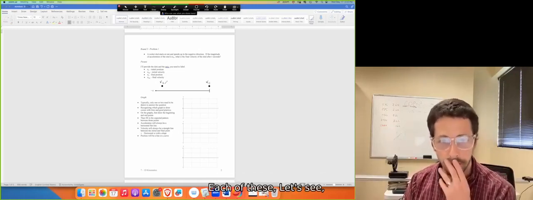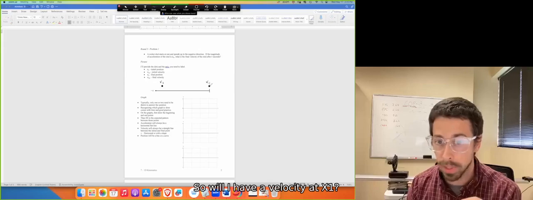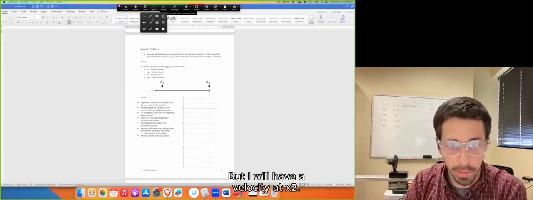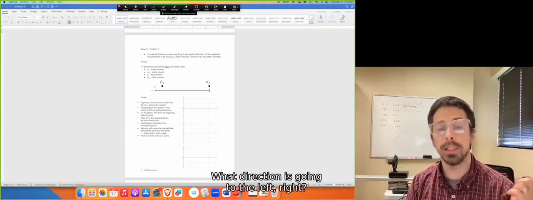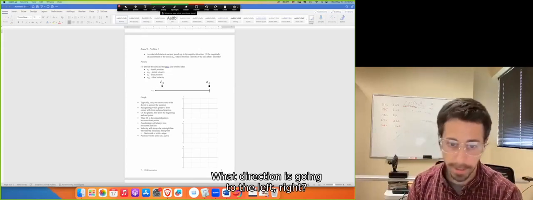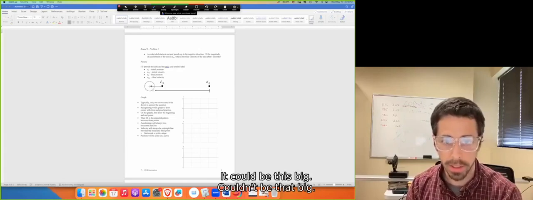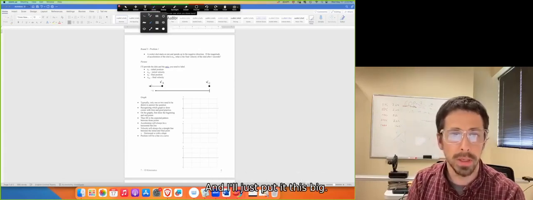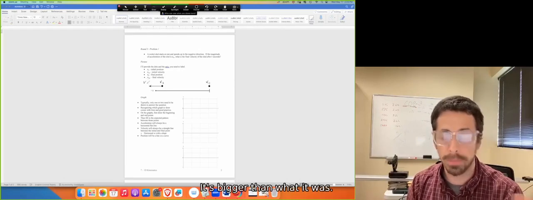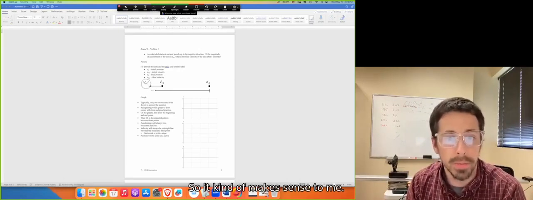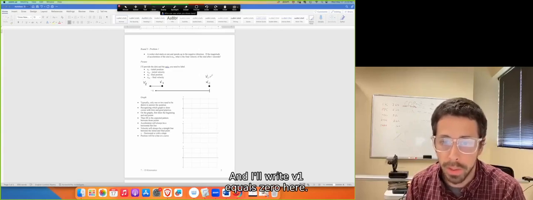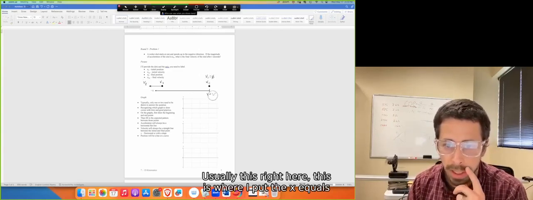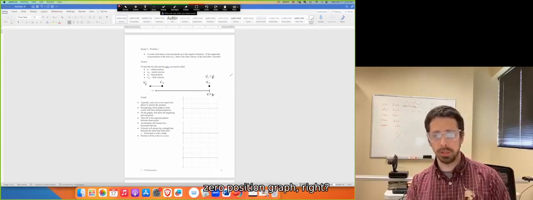I start at rest, so will I have a velocity at x1? No, I will not. But I will have a velocity at x2. What direction? It's going to the left. How big? I don't know. It could be this big, could be that big, depending on how much time has passed. But I'll put it this big, since it's bigger than what it was, which makes sense to me. And I'll write v1 equals 0 here. Usually this is where I put the x equals 0 position.